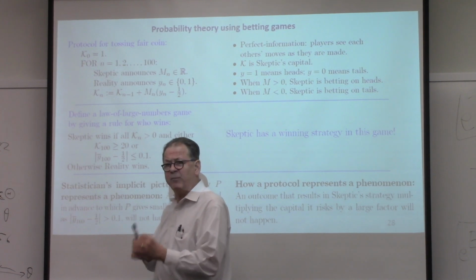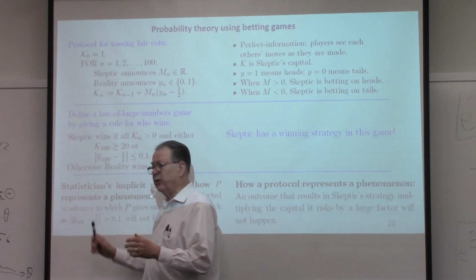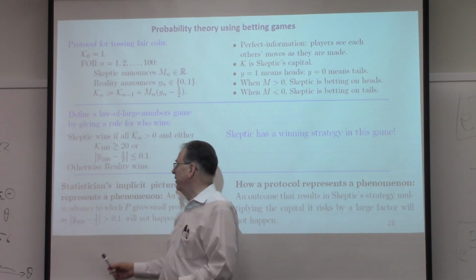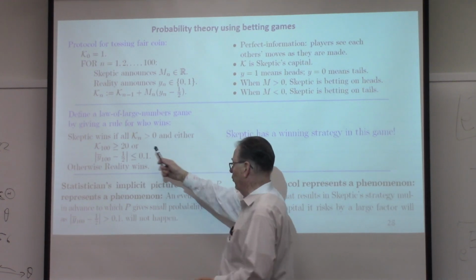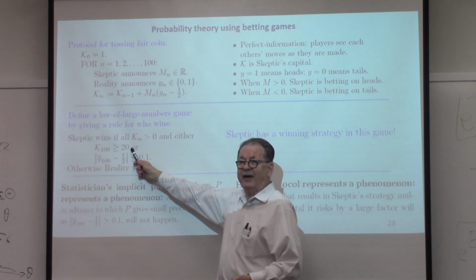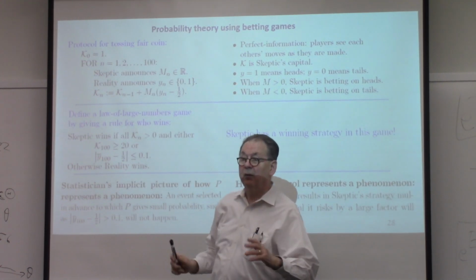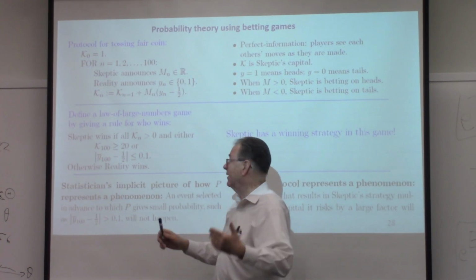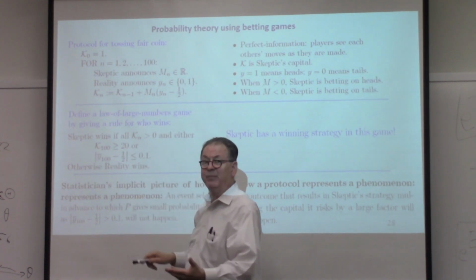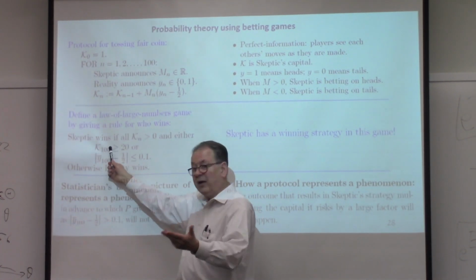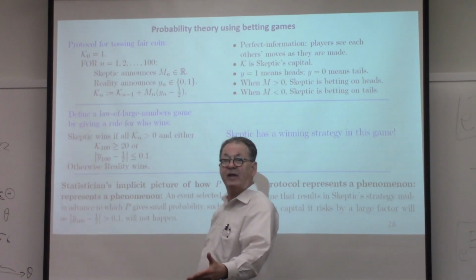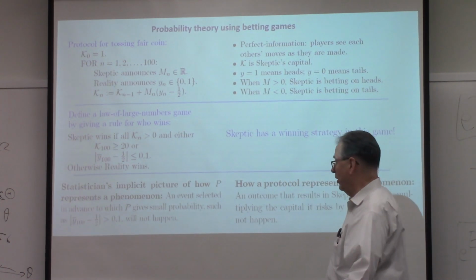So the fundamental meaning of probability is not that probability is equal to frequency. That's not the fundamental meaning. The fundamental meaning is that skeptic will not be able to multiply his capital by a large factor. Skeptic can make a bet so that either this happens or this happens. This one is not going to happen. That's the meaning we give to the protocol.